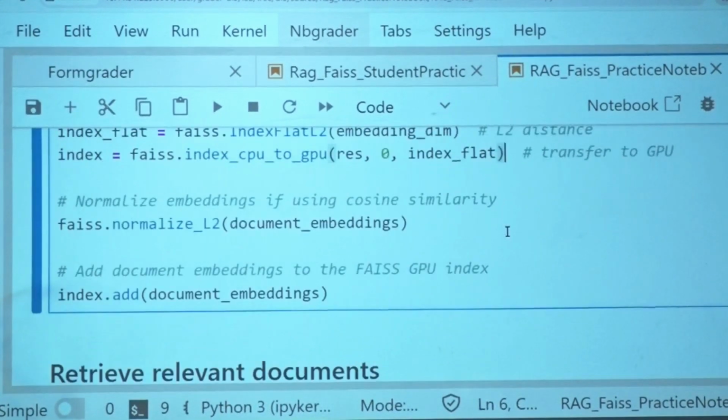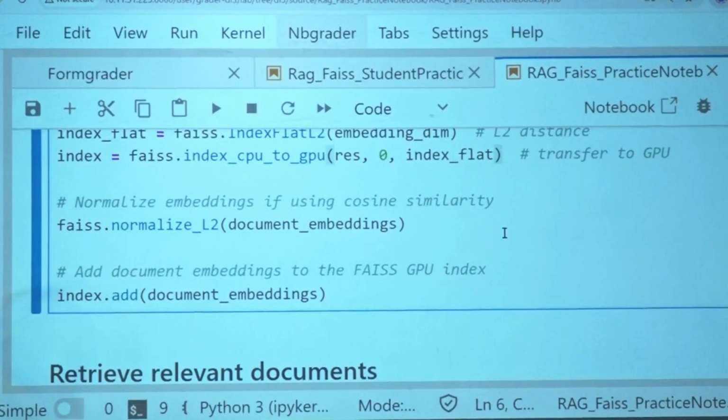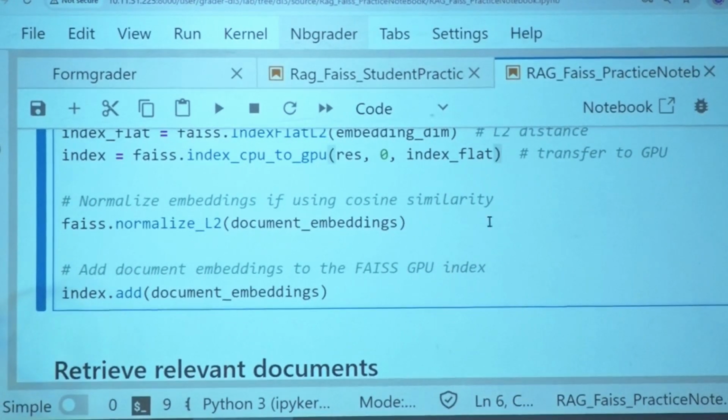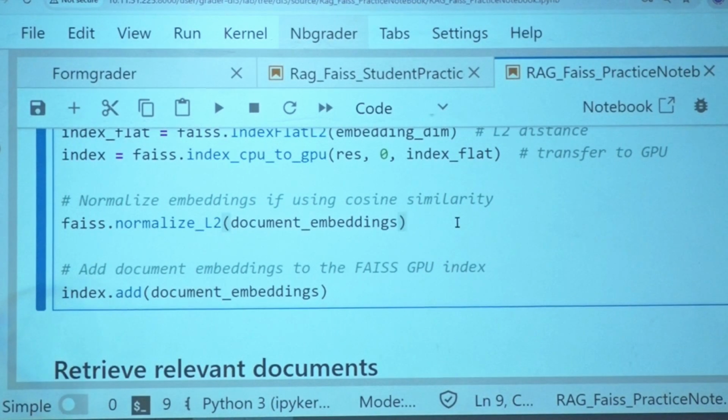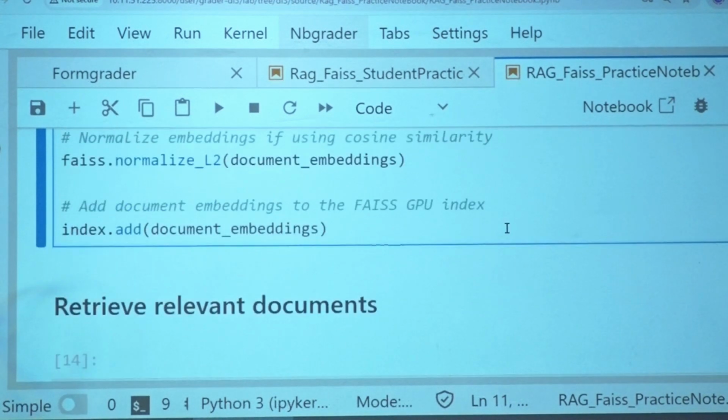Now we populate the index. So this is the next step. We have initialized the index, it is sitting on the GPU, the index data structure is there, the indexing strategy is there. Now we have to use the index or populate the index. So first normalize L2, document embeddings. So we take the document embeddings and use it, this is only to normalize.